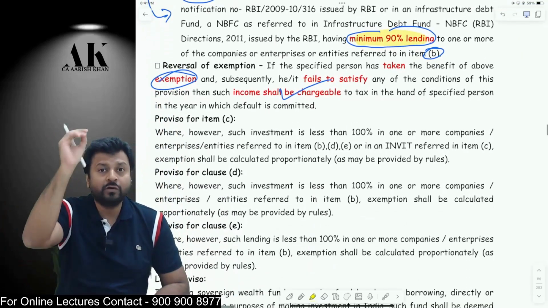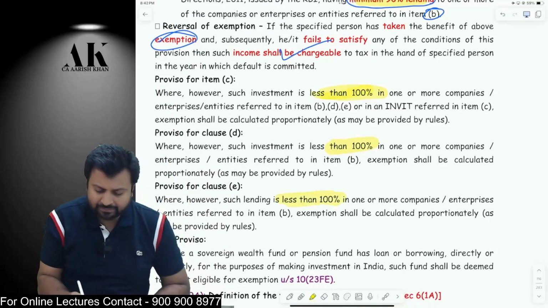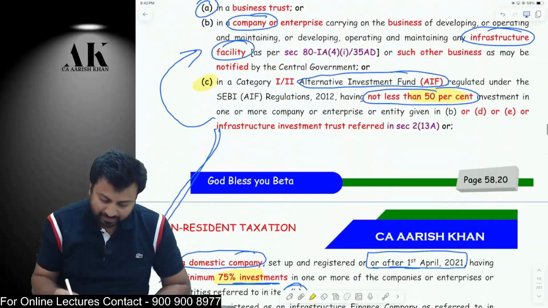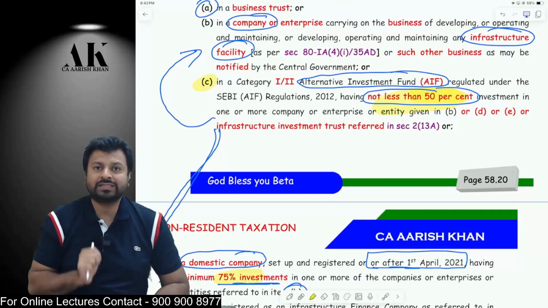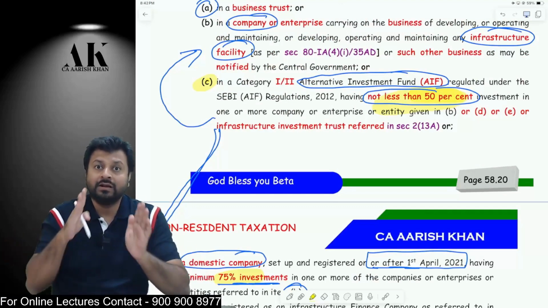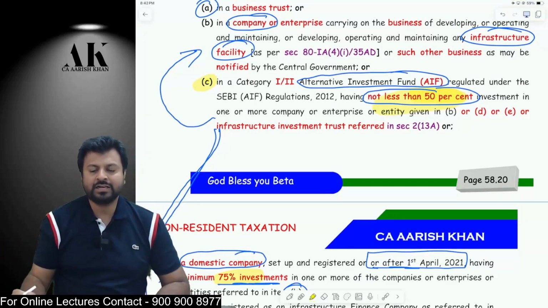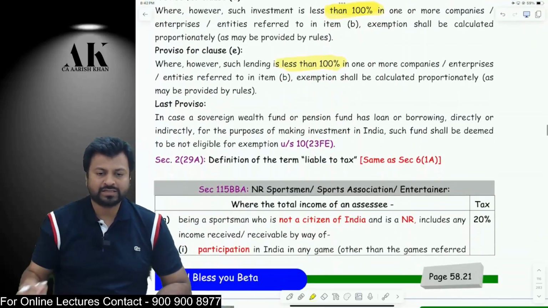But if they want full exemption, they should invest 100%. Because if they invest less than 100%, then they will only enjoy proportionate exemption. For example here, how much percentage they should invest in B, D and E? 50%. Suppose if they invest 70%, they are fulfilling the condition, but only 70% income will be exempt, not 100%. If they want 100% income to be exempt, then they should invest entire 100% in B, D and E. I hope it is clear to all of you.